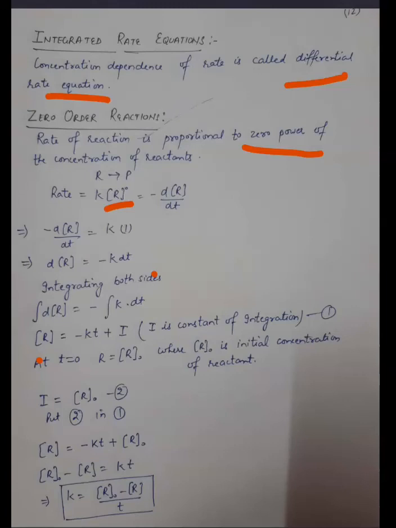So putting the value of 2 in 1, we get R is equal to minus Kt plus R naught. So R naught minus R is equal to Kt. Here K is equal to R naught minus R upon t. This is integrated rate equation for zero order reaction.